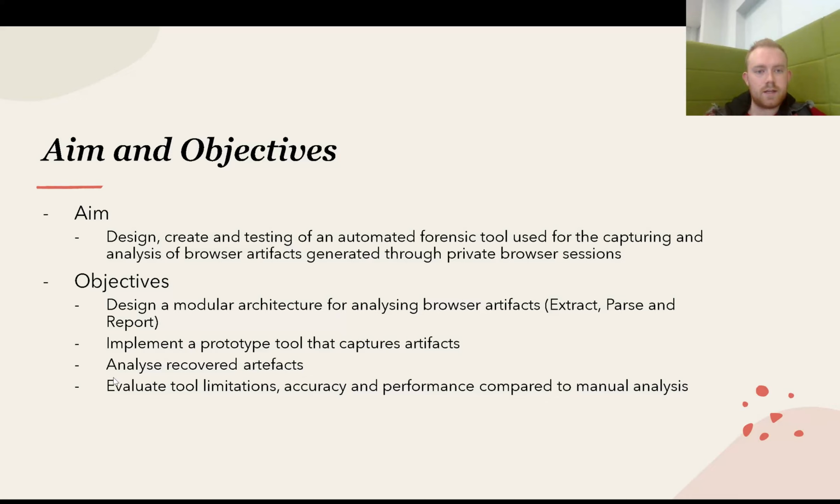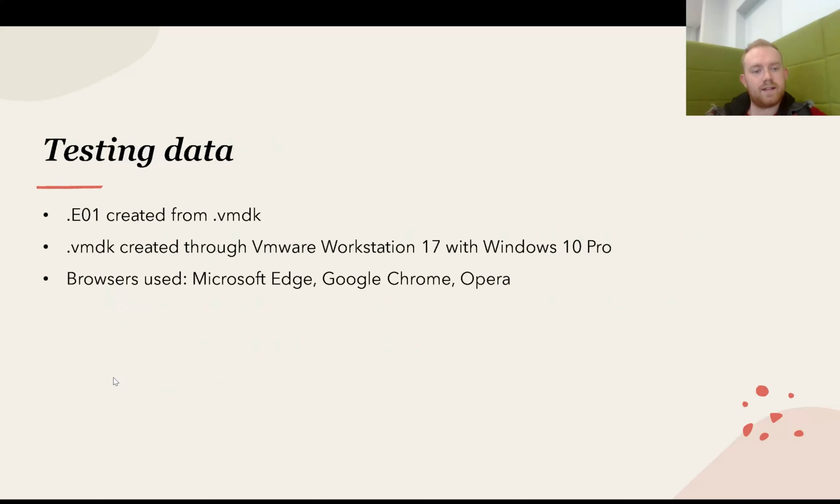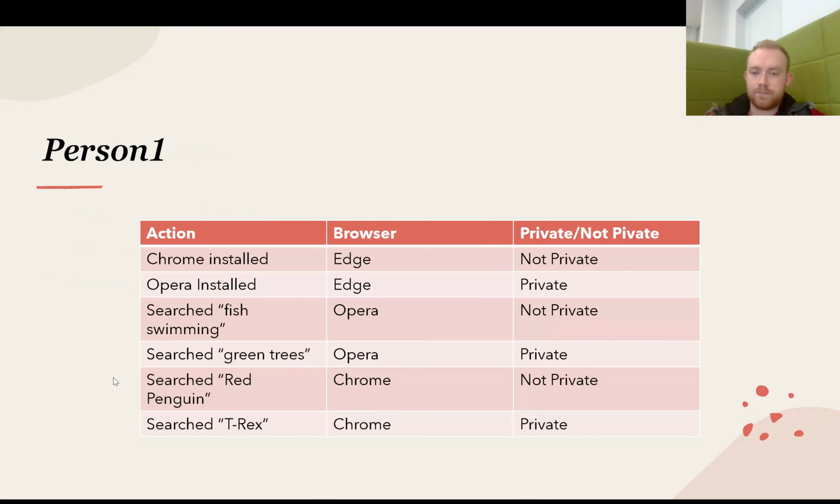So, to test this tool, which has already been created, there is an E01 file that was created from a VMDK virtual machine, which itself is a Windows 10 Pro virtual machine created with VMware Workstation 17. Three browsers were used to generate a small number of artifacts on the machine, and those were Microsoft Edge, Google Chrome, and Opera. There were two users created on this virtual machine.